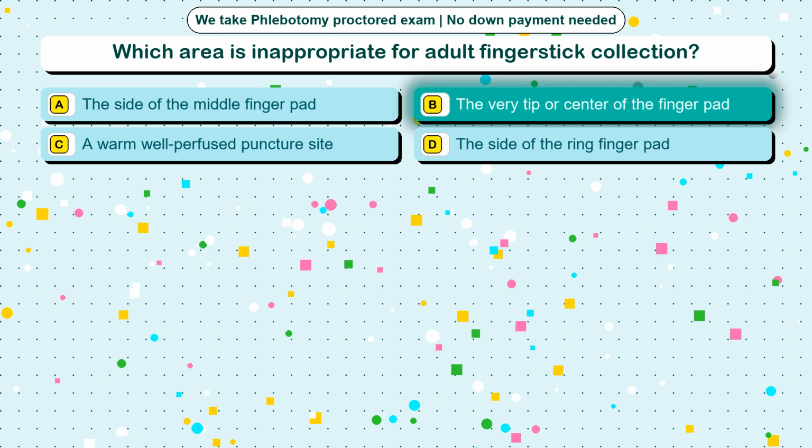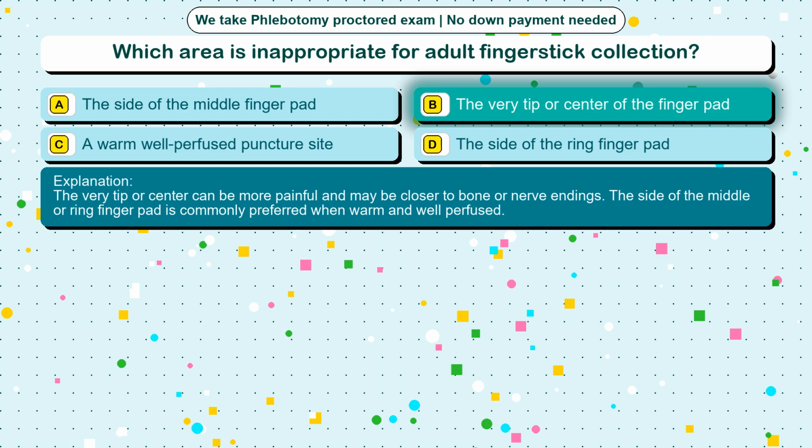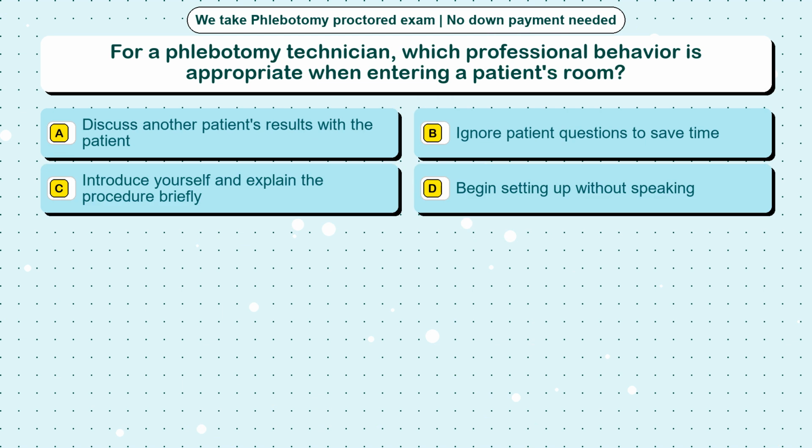The very tip or center of the finger pad. The very tip or center can be more painful and may be closer to bone or nerve endings. The side of the middle or ring finger pad is commonly preferred when warm and well perfused. Question 64.